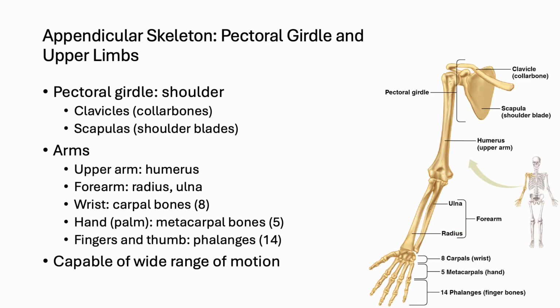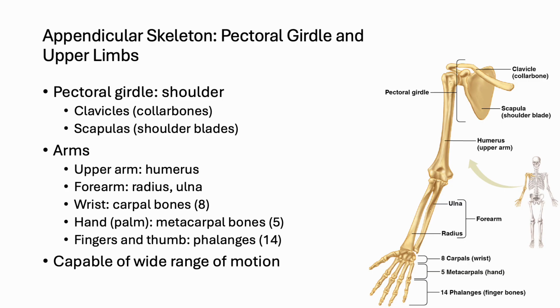The pectoral girdle, consisting of the clavicles and the scapulas, provides attachment for the upper limbs. The clavicle, or collarbone, connects the scapula to the sternum, stabilizing the shoulder region. The scapulas, or shoulder blades, are flat bones that allow for a wide range of motion at the shoulder joint. The humerus forms the upper arm and articulates with the scapula at the shoulder, and with the radius and ulna at the elbow. The forearm contains two bones, the radius, which is located on the thumb side, and the ulna, which lies on the finger side.